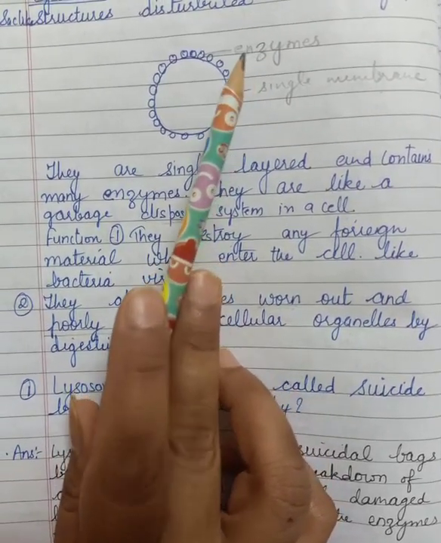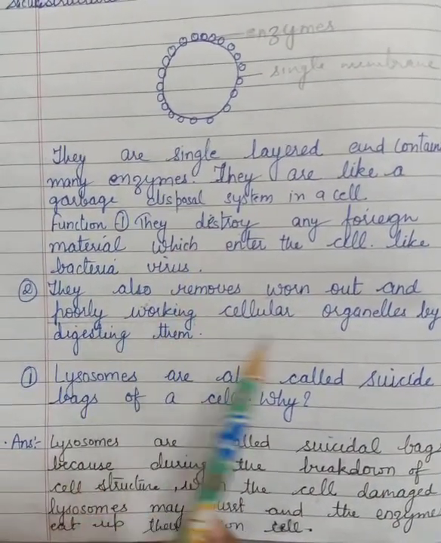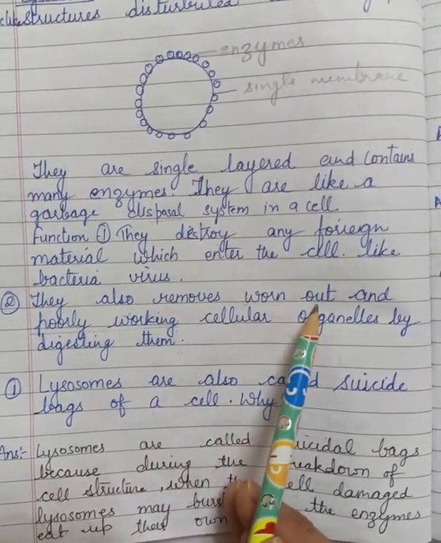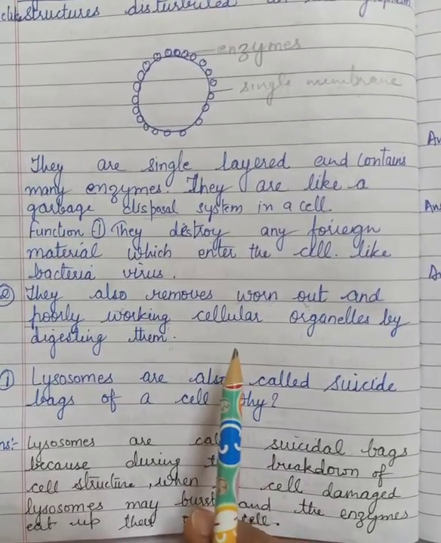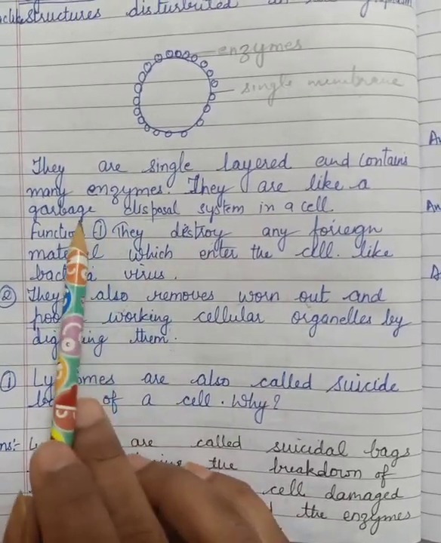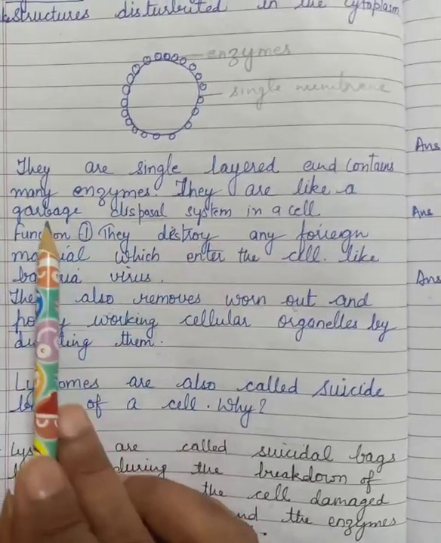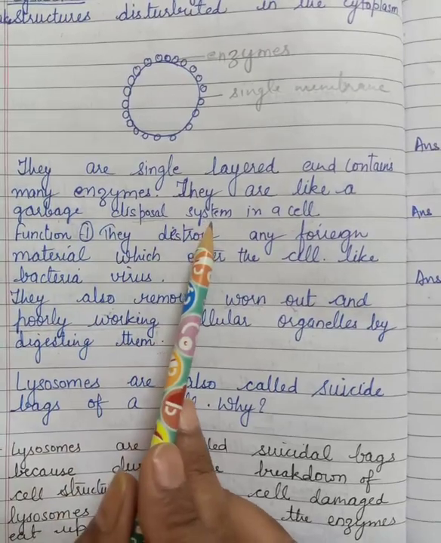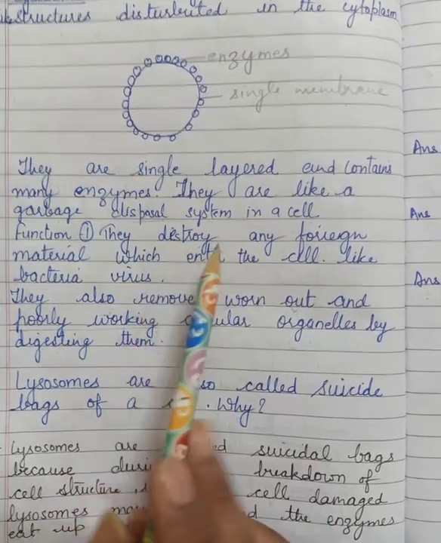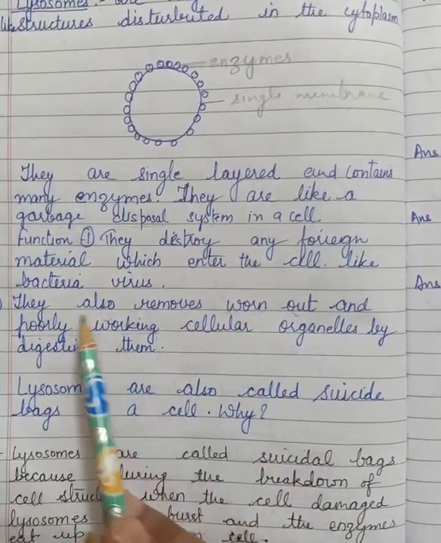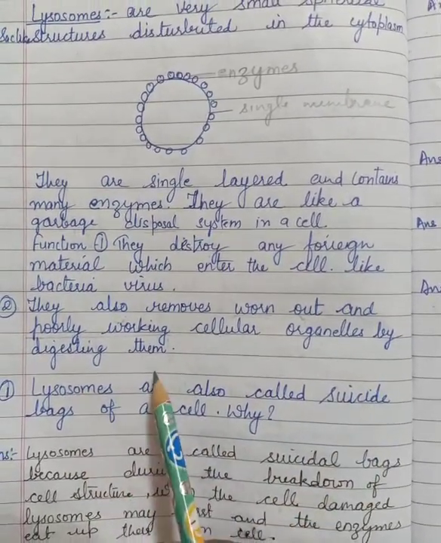Those enzymes will eat the poorly working cell organelles as well as the worn out, damaged cells. They will eat them, so there will be no garbage in the cell because they have already eaten it. That is why they are also called the garbage disposal system. You can be asked the question: why are lysosomes called the garbage disposal system? Because they destroy the foreign material which enters the cell, like bacteria and viruses, and they also remove the worn out and poorly working cell organelles by digesting them.